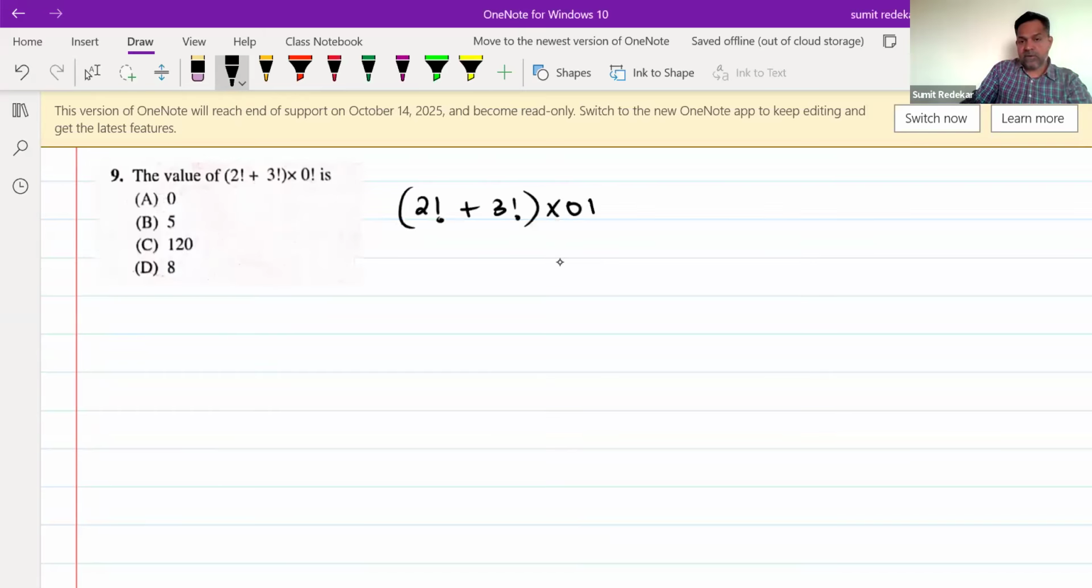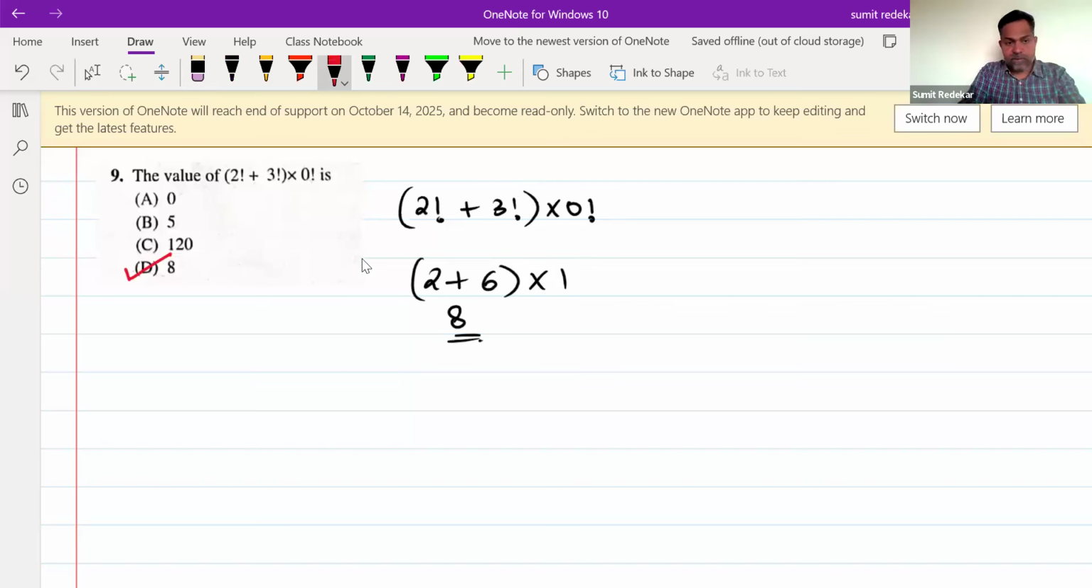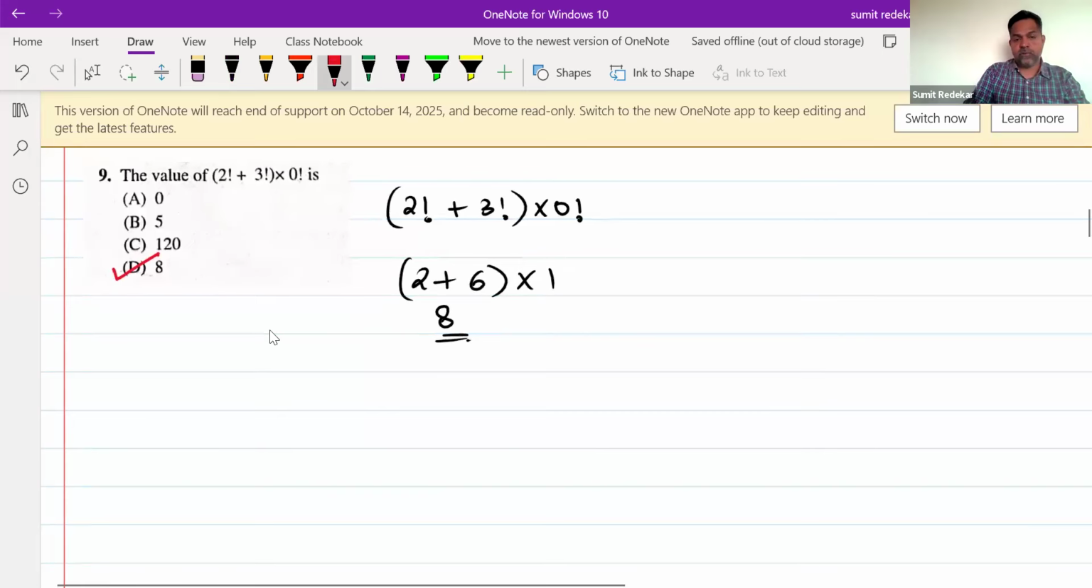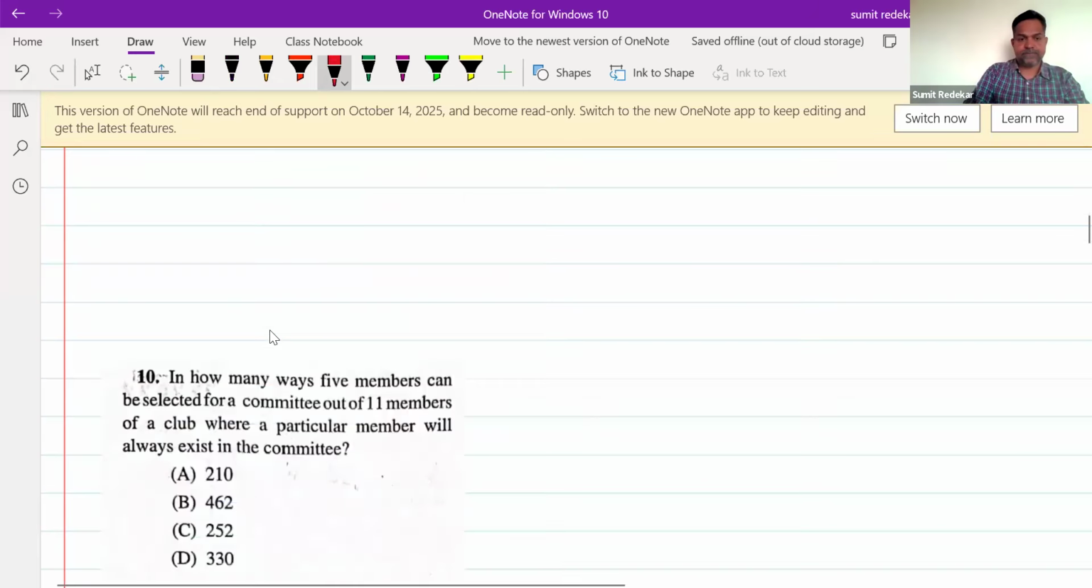3 factorial into 0 factorial. 2 factorial is 2, 3 factorial is 6, 0 factorial is 1, 2 plus 6 is 8 into 1 is 8. A very basic and a very simple question. The answer for this, according to me, should be D.